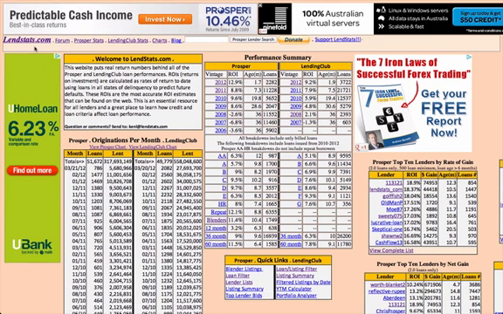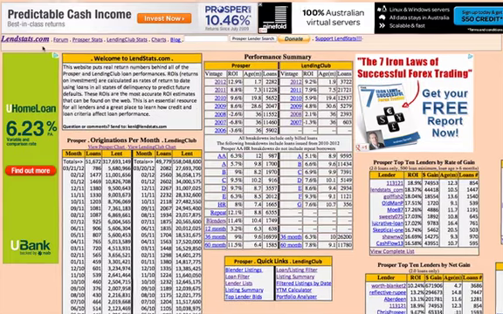So here we are. We're at lendstats.com, and it can be a little overwhelming. There is a lot of information on this page and on LendStats in general. So I'm just going to hit a few of the high points of this page, and then we're going to go and dig into the Prosper and the Lending Club loan data.